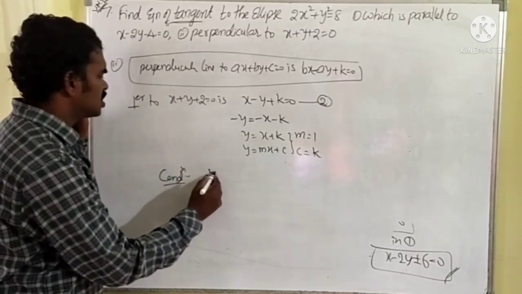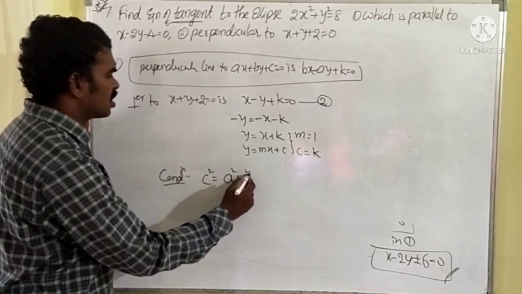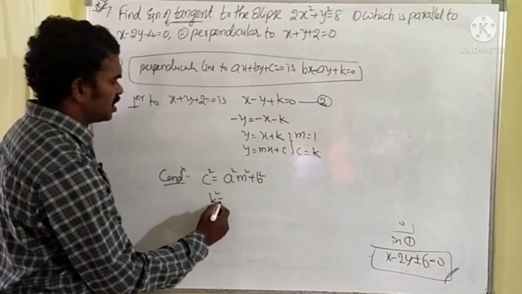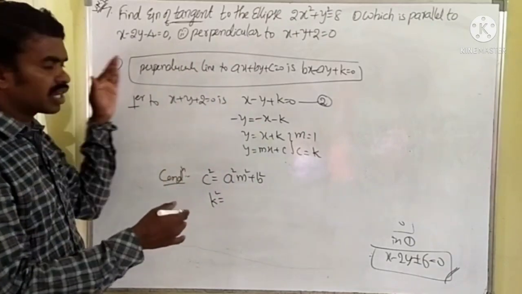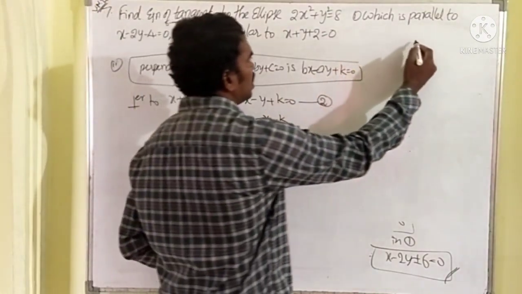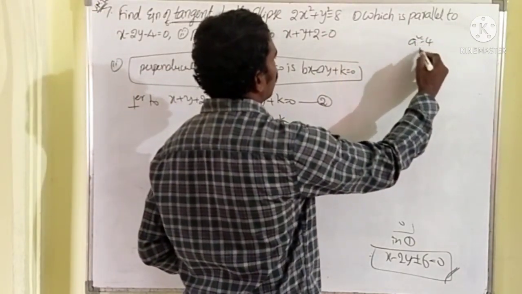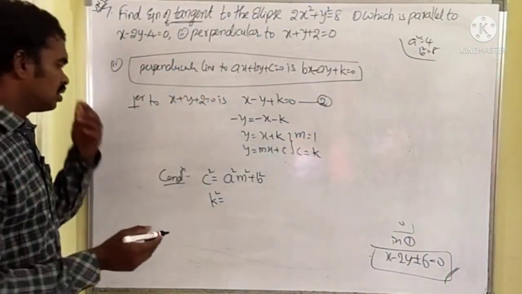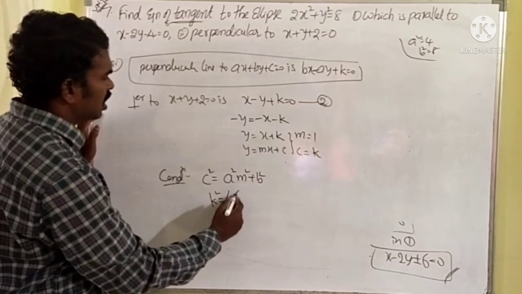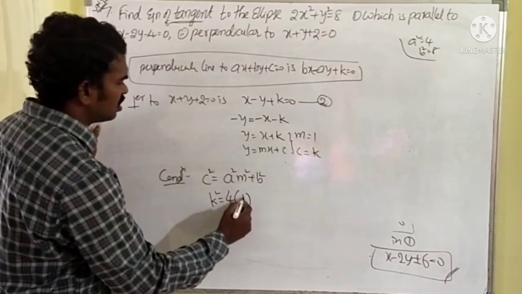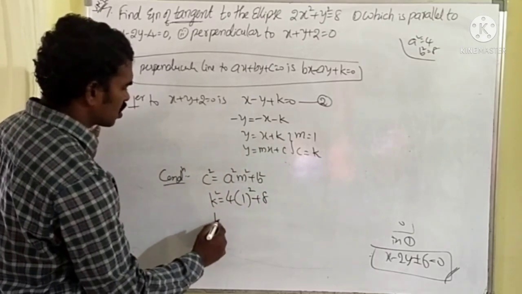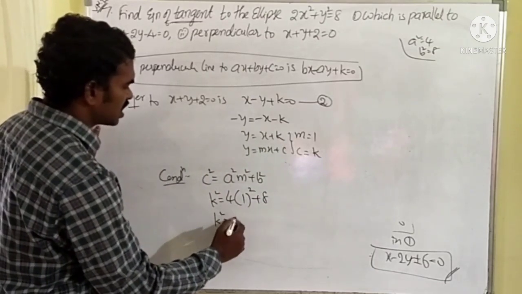Now what is the condition? c square equals a square m square plus b square. c square means k square. A square, in the starting I just removed it. Actually, a square was 4 and b square was 8. Am I right? Once see your notes. A square is 4 and m is 1, so 1 square. b square is 8. So k square equals 4 times 1 plus 8, which is 12.